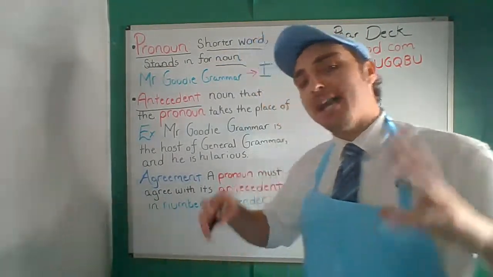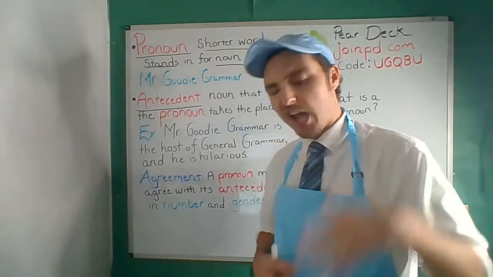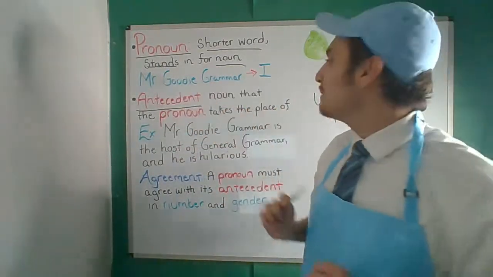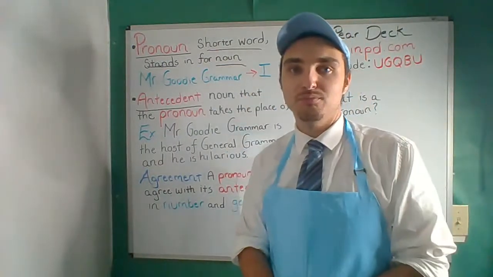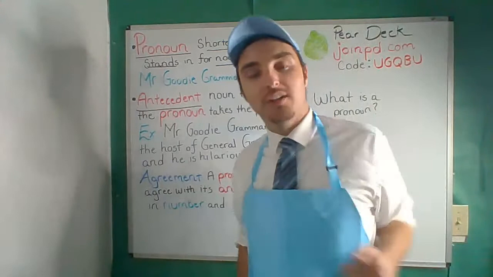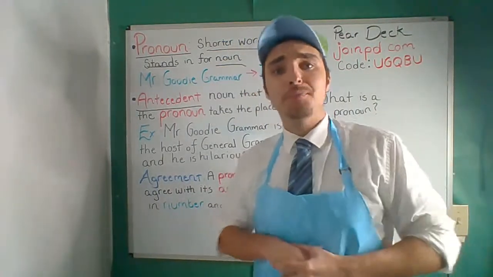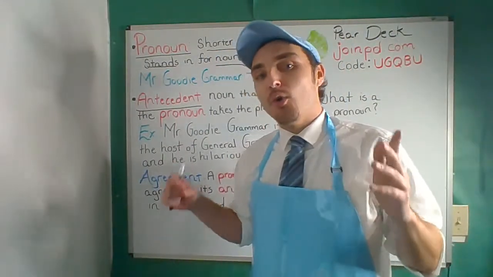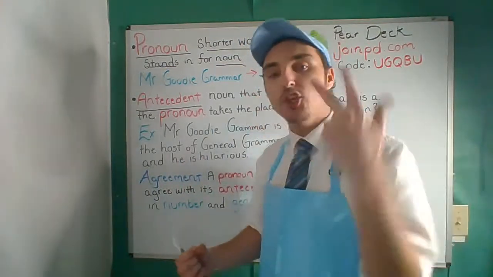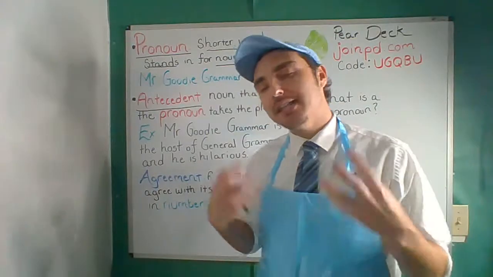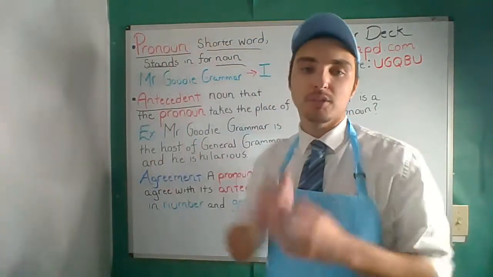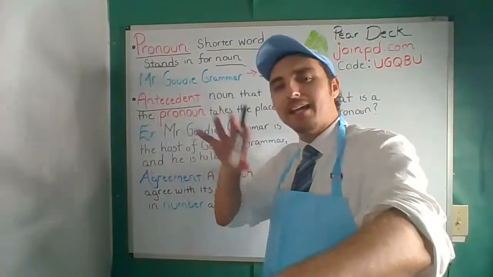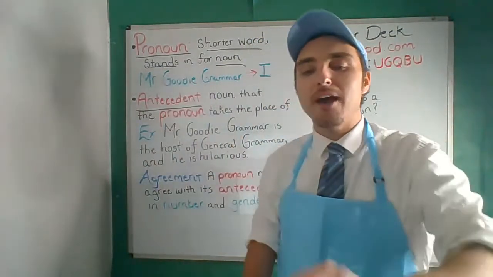So what we do is actually add pronouns into our sentences to eliminate that repetition. So instead of saying Mr. Goodie Grammar, I could say I. Instead of saying your name, I can say you. If I'm talking about my partner in crime, Brian, I would say he. All of that right there, the he, the I, the you, are all pronouns because they take the place of the nouns. Pretty good stuff. So now that we have that kind of review, let's go ahead and jump into pronoun-antecedent agreement.